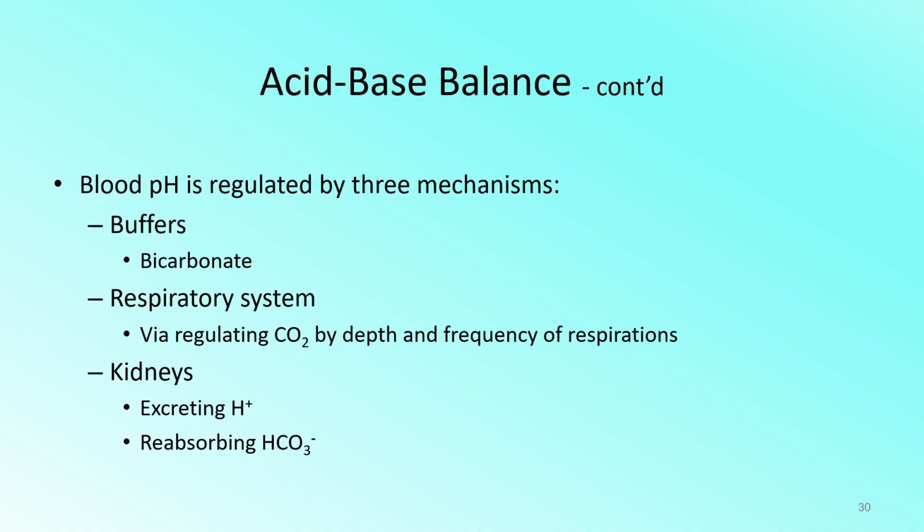And we have chemical ways of regulating pH. We have buffers. We talked about phosphate. We talked about bicarbonate is the big one, the really big one. Phosphate's in there. Amino acids and proteins are a distant third.